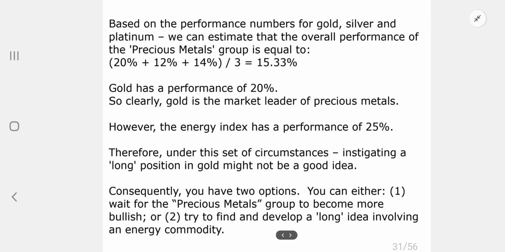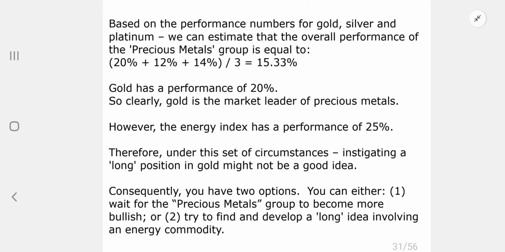Based on the performance numbers for gold, silver, and platinum, we can estimate that the overall performance of the precious metals group is equal to 20% plus 12% plus 14%, all divided by 3, which equals 15.33%. Gold has a performance of 20%, so clearly gold is the market leader of precious metals.